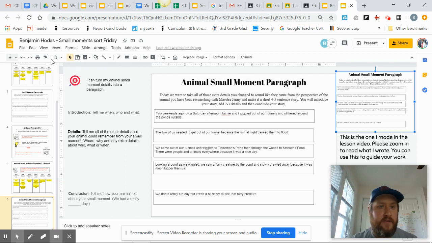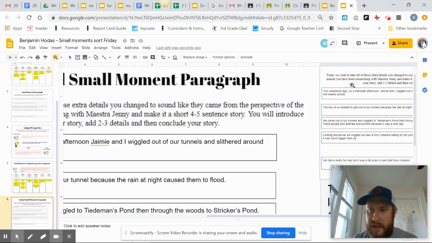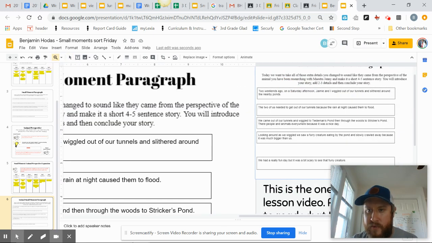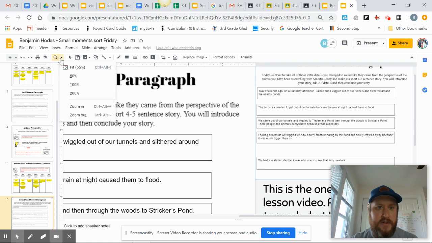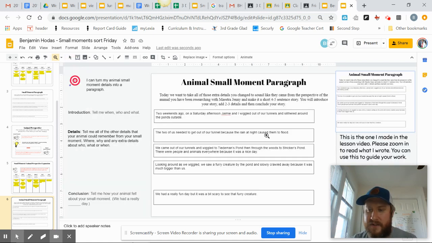And remember, if you click the zoom button, you can make it bigger so you can actually read the words in there. Just remember to go back to that zoom button and click fit so you can see all of your screen. And then click on your arrow. So good luck with your stories. I can't wait to read them.